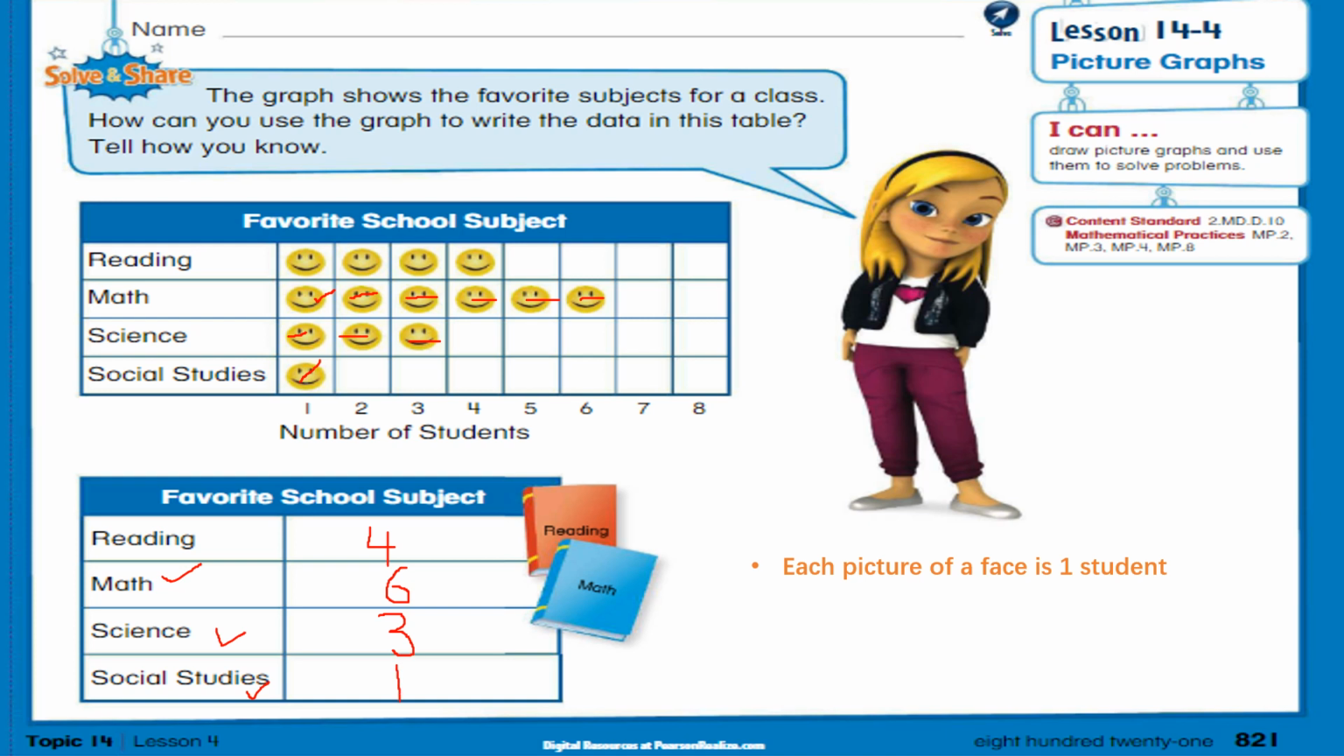So how do we display the data in the table? We know that each picture of a face is one student. So I counted the faces in each row and wrote each number in the table.